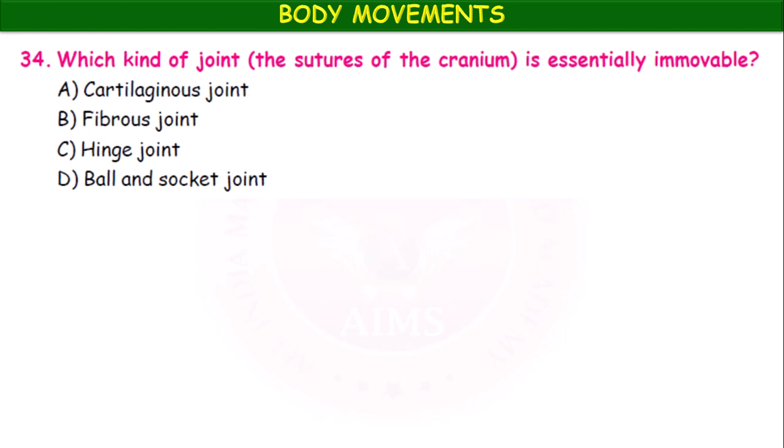So, which kind of joint? The sutures of the cranium is essentially immobile: cartilaginous joint, fibrous joint, hinge joint, ball and socket joint. Okay, it is the fibrous joints. Okay, they are called the sutures of the cranium. Okay, they cement or fix the bones together, cranium.